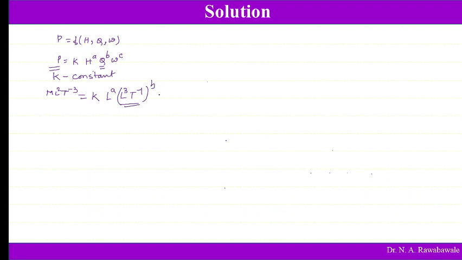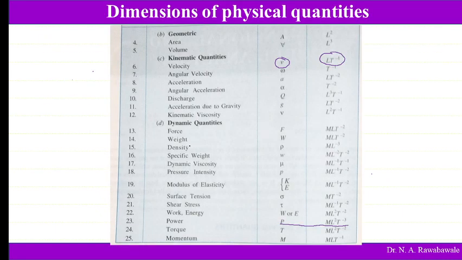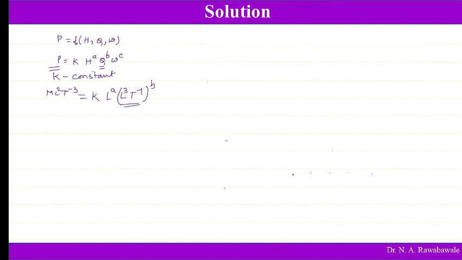And then the dimension for omega, that is specific weight. We can see it from the table: force, weight, specific weight. Specific weight W is M L to the power of minus 2 T to the power of minus 2, so it is M L to the power of minus 2 T to the power of minus 2, whole to the power of C. So this is for omega. Just we can write power dimension is M L squared T to the power of minus 3, head dimension is L, discharge dimension is L cube T to the power of minus 1, and omega dimension is M L to the power of minus 2 T to the power of minus 2. These are the things that we have written.